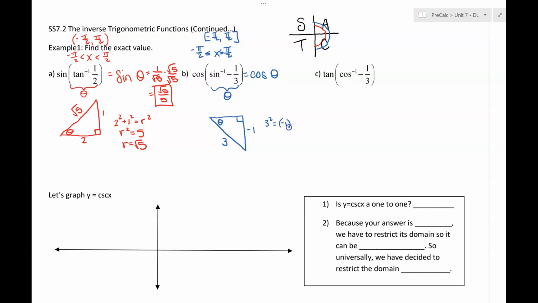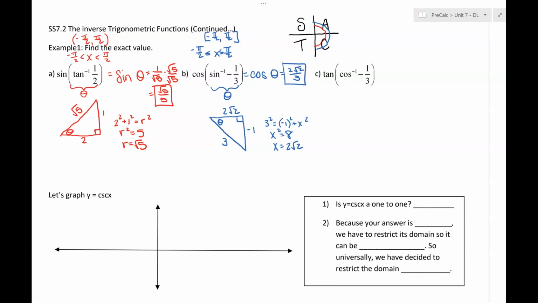Let me finish writing this out real quick. So we get that x squared is 8, so that missing piece is 2 rad 2. And that is positive because we're in the fourth quadrant, so that's the positive x-axis piece. So cosine is adjacent over hypotenuse, and there we are.